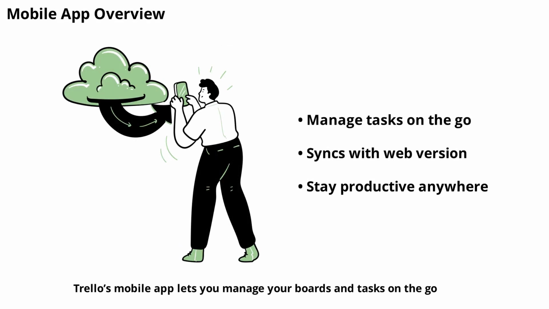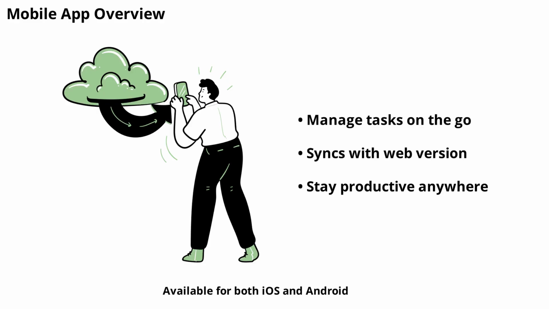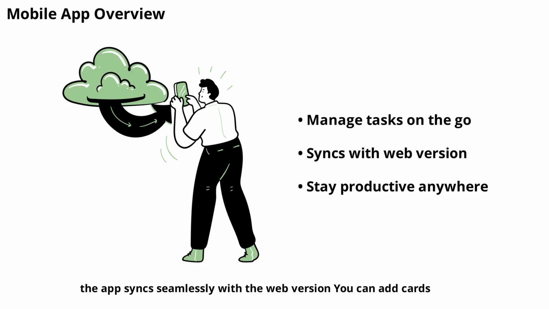Trello's mobile app lets you manage your boards and tasks on the go. Available for both iOS and Android, the app syncs seamlessly with the web version. You can add cards, update lists, and collaborate with your team from anywhere. The mobile app ensures you stay productive even when you're away from your desk.